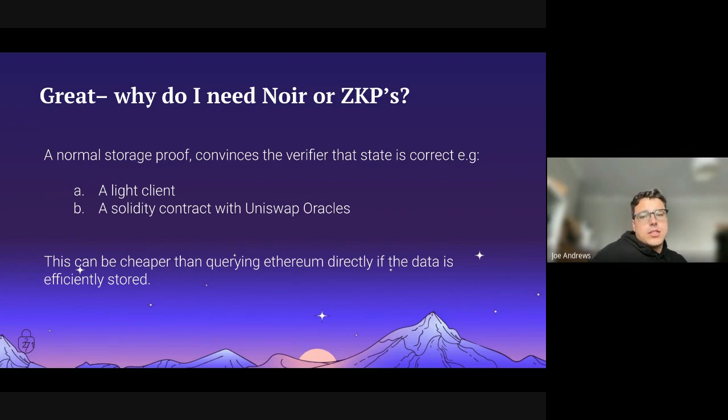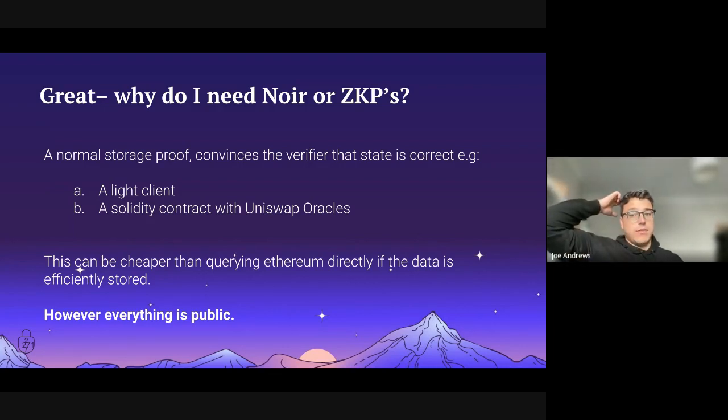And really, normal storage proofs are done when you need efficiency over the data, or one of the parties involved doesn't have all of the data available. So you need this efficient proof representation using a Merkle path. The main downside, though, is everything is public. So in all of these examples, you can see all of the parts of the tree that you're hashing, and most importantly, you can see the leaf node at the end.